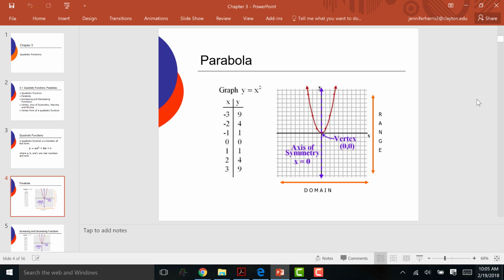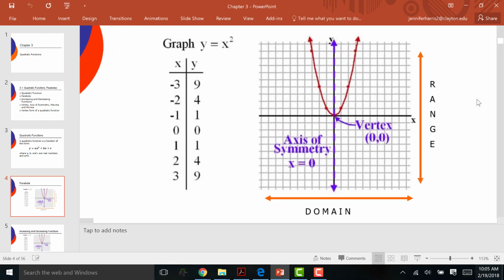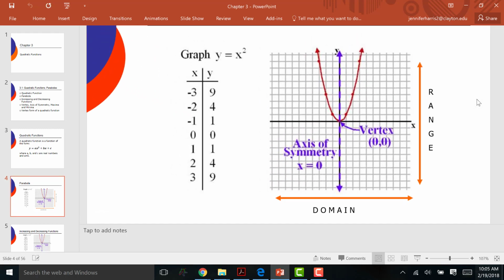So here is the most basic of all parabolas or quadratic functions. The basic one looks like this. Here's the standard basic equation: y equals x squared. That's the simplest quadratic equation there is. The very simplest. Now, how did they get that x-y table that you see on the screen?